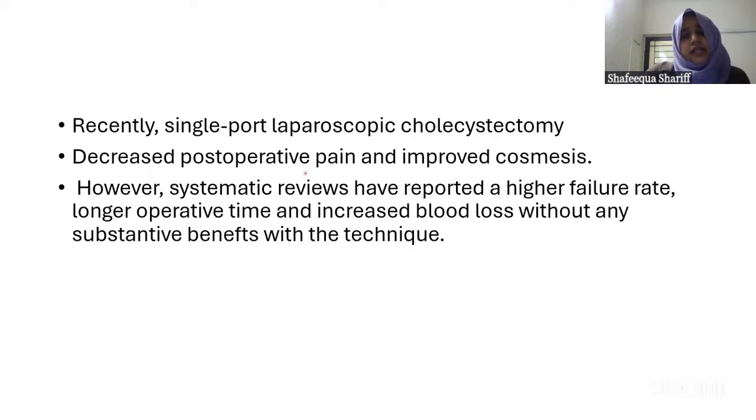Recently, single port laparoscopic cholecystectomy has become famous, and it has been said to decrease postoperative pain and improve cosmesis. But a lot of systematic reviews have reported a higher failure rate, longer operative time, and increased blood loss without any substantive benefits of this technique.